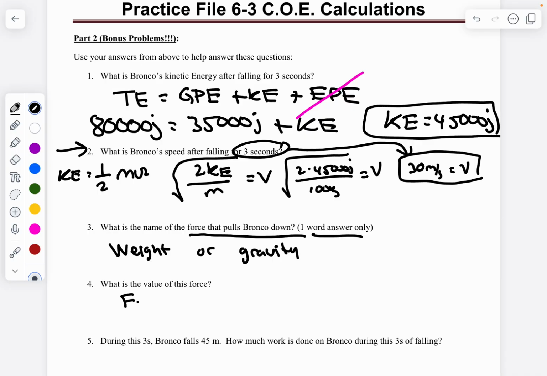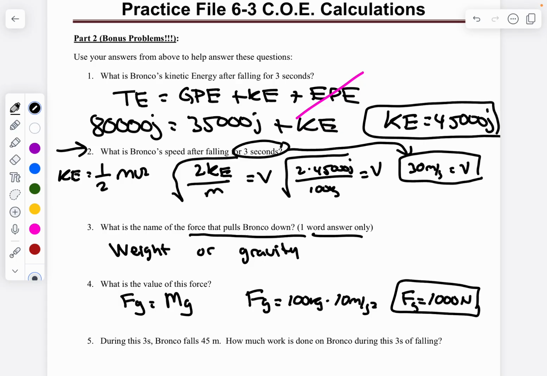What is the value of the weight or the gravity? Okay, remember, it's not going to be 9.8. We can solve for weight, right? Force of gravity or weight is mg. So we can go ahead and throw in his mass, which is 100 kilograms. Let's just use 10 as they suggested. So his weight would be 100 kilograms times 10, or 1,000 newtons of weight is what causes him to fall.